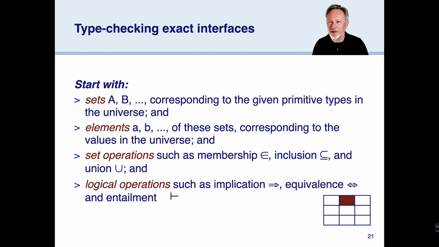So if we want to type check exact interfaces, then we start with some sets corresponding to primitive types in our universe, entities or values that are elements of these sets. So little a is a member of the set big A, and so on. We have set operations, such as membership of a set or subset inclusions. And we have some logical operations. So to warm up, let's have a look at what the type rules would look like.